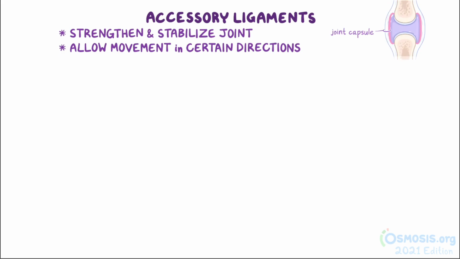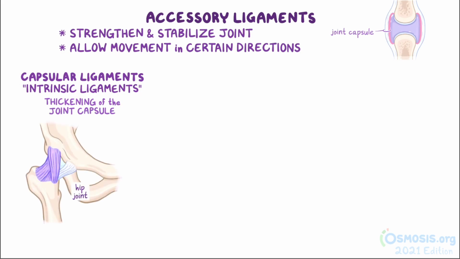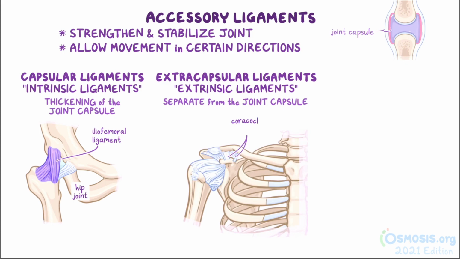joint capsule. There are capsular ligaments, also called intrinsic ligaments, that are really just thickenings of the joint capsule. For example, there are 3 capsular ligaments of the hip joint, including the iliofemoral ligament. Then there are extracapsular ligaments, also called extrinsic ligaments, which are separate from the joint capsule. For example, the coracoclavicular ligament anchors the clavicle to the scapula, but is separate from the acromioclavicular joint, where the clavicle articulates with the scapula.